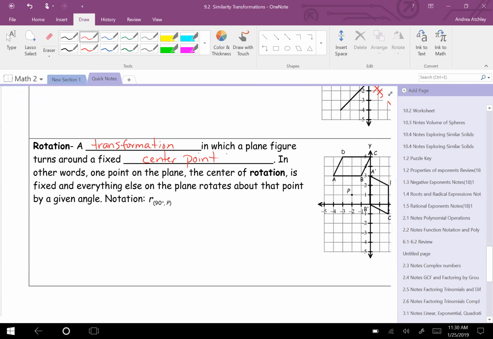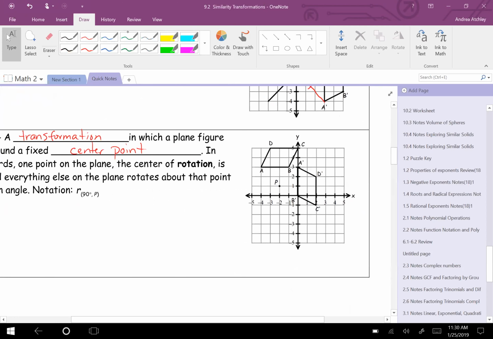Then it'll give you the degrees. Are you rotating 90 degrees, 180 degrees, 360, 270, 45? That'd be hard. Okay, and then it'll give you a center point. If it doesn't have a center point, just like a dilation, it will be about the origin. Any questions over that? Okay.